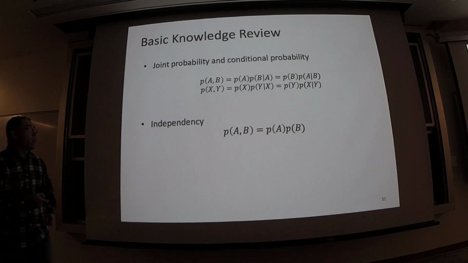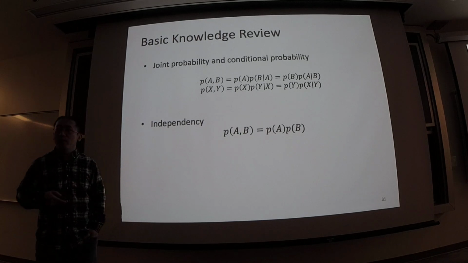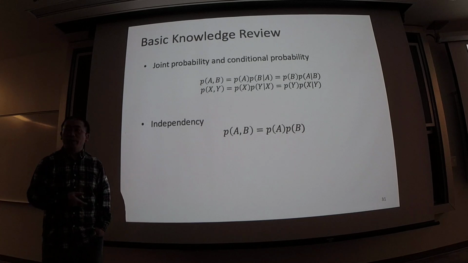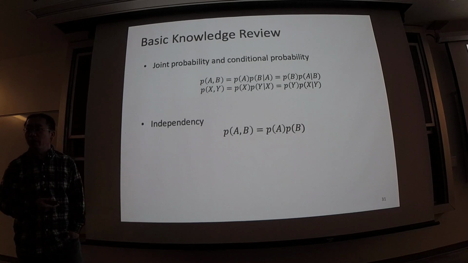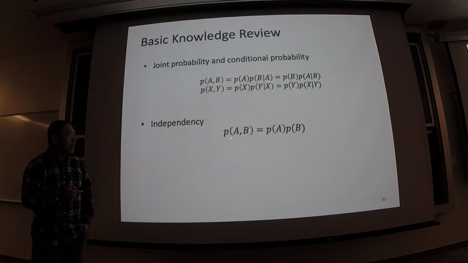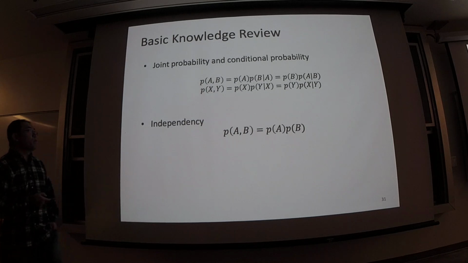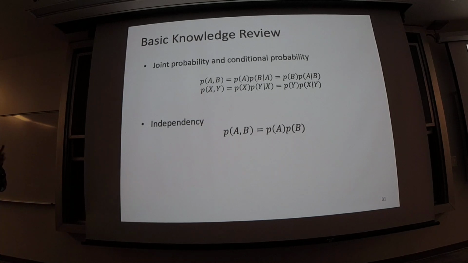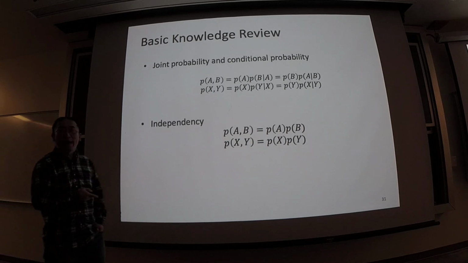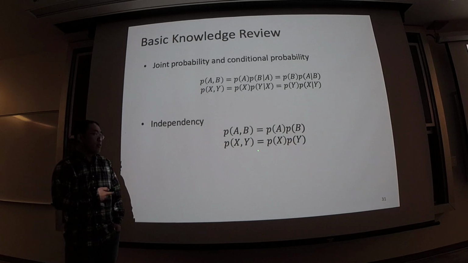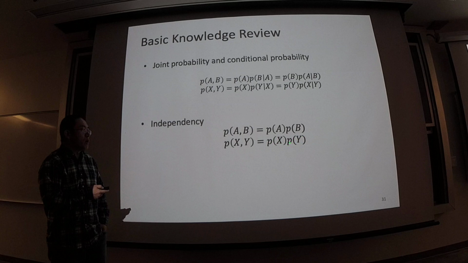As long as the joint probability of A and B equals the product of their respective marginal probabilities, then we claim that A and B are independent of each other. And similarly, if you want to claim two random variables, x and y, are independent, we just need to show that the joint probability of x, y is equal to the marginal probability of x multiplying the marginal probability of y.